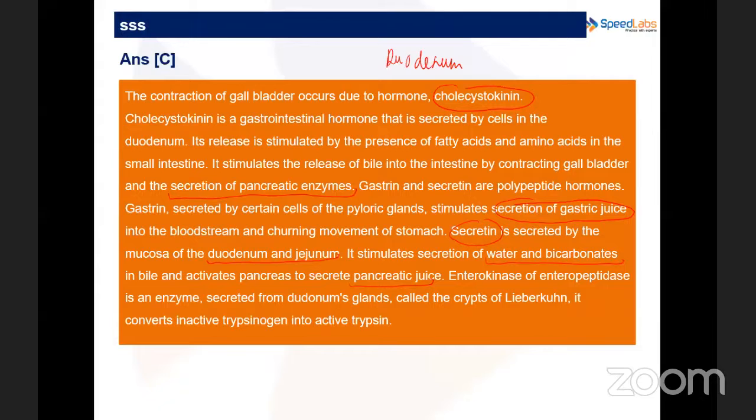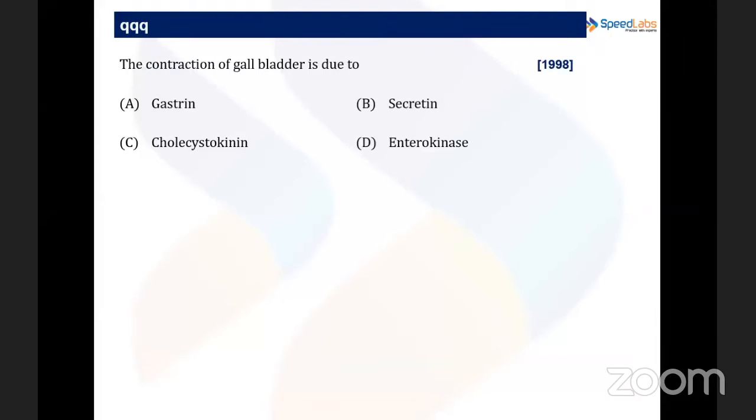Now enterokinase. What is enterokinase? It is an enzyme secreted from duodenum glands, crypts of Lieberkühn. And what is the function of enterokinase? It converts inactive trypsinogen to active trypsin. And what does trypsin do? It is used for digestion of proteins. I hope you are clear with all the functions of the four hormones mentioned in the question, but the contraction of gallbladder is due to option C, cholecystokinin.